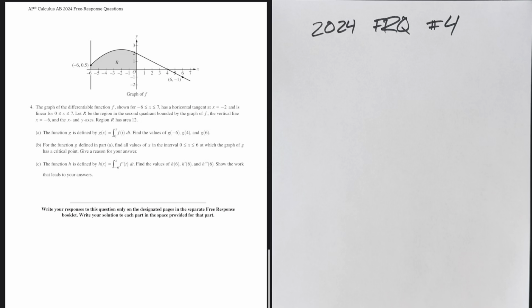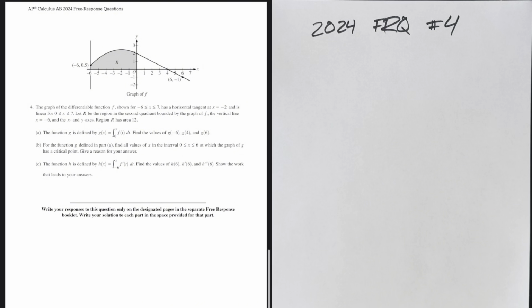But let's read question number 4. It says the graph of the differentiable function f shown for x between -6 and 7 has a horizontal tangent at x equals -2. So we know that f prime of -2 is equal to 0, and f is linear for x from 0 to 7. Once we get past that region R that's shaded in, the function is just linear, so our derivative should be constant that entire time.